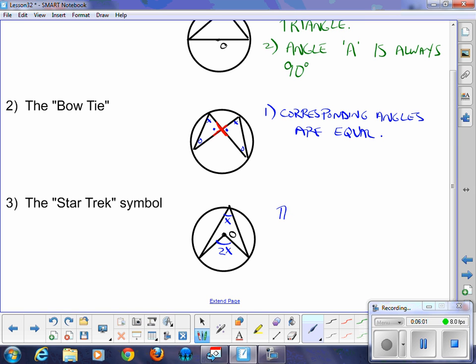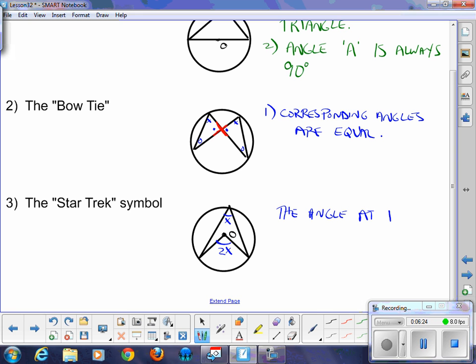So the angle at the center, at the center, losing control. All right, try that again. Cut, and cut.